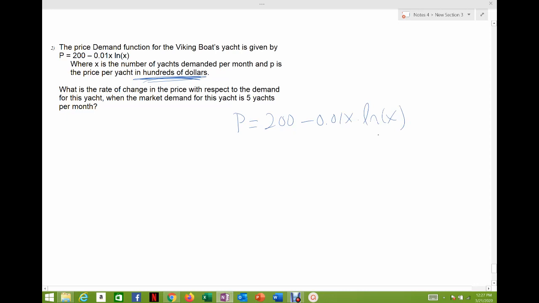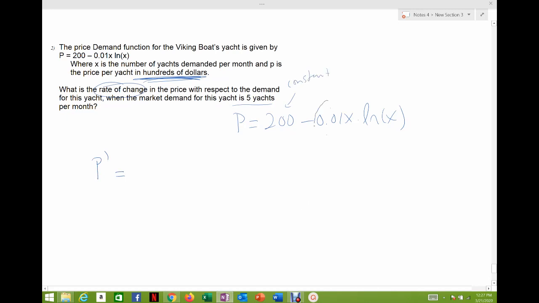What is the rate of change in price with respect to the demand for the yacht when the market's demand is 5 yachts? So I need my derivative, right? Rate of change. And I'm going to plug 5 into it. All right, so the derivative of the price demand equation. Well, that's just a constant. So that'll zero away, but here is not.